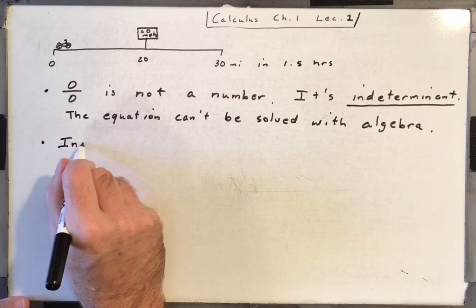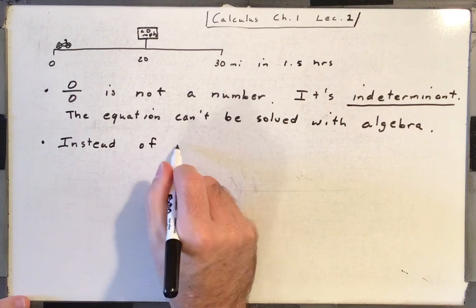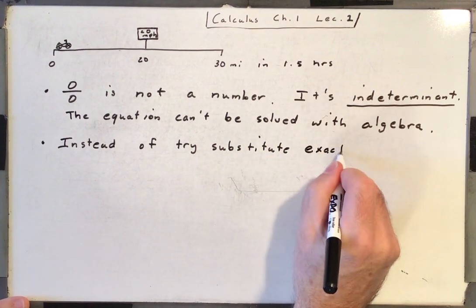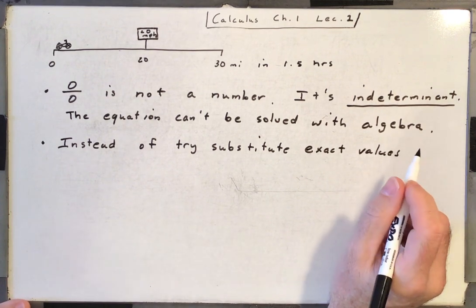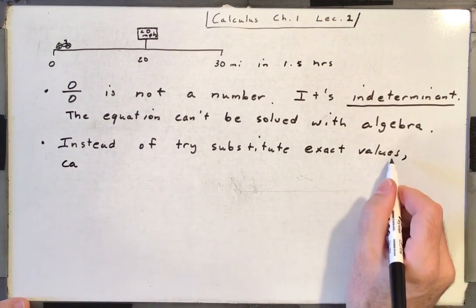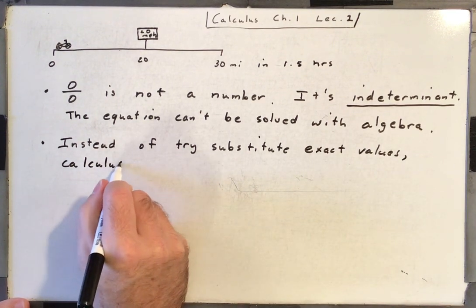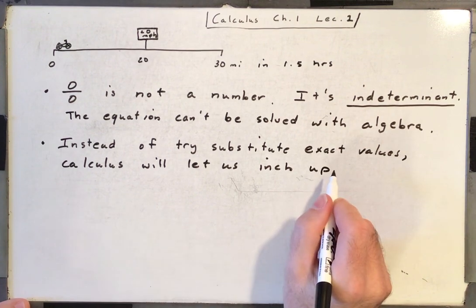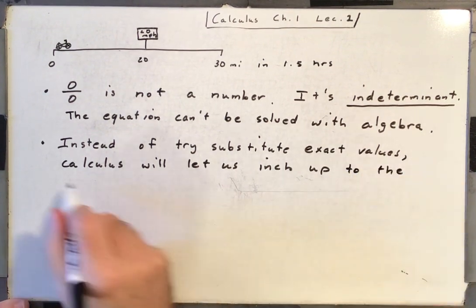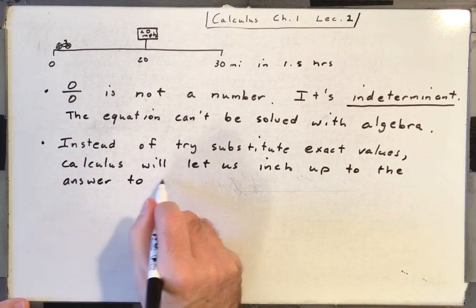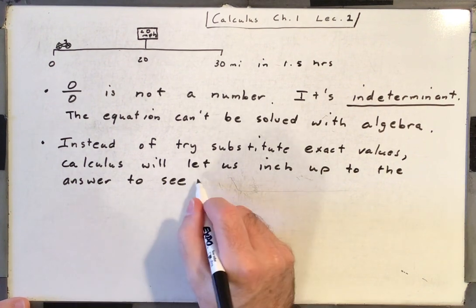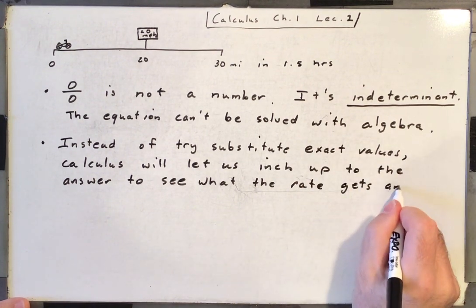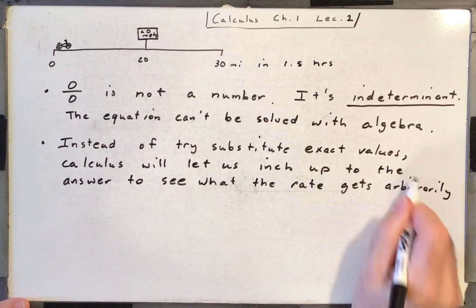So instead of trying to substitute exact values, which is what algebra wants us to do, calculus will let us inch up to the answer to see what the rate gets arbitrarily close to.